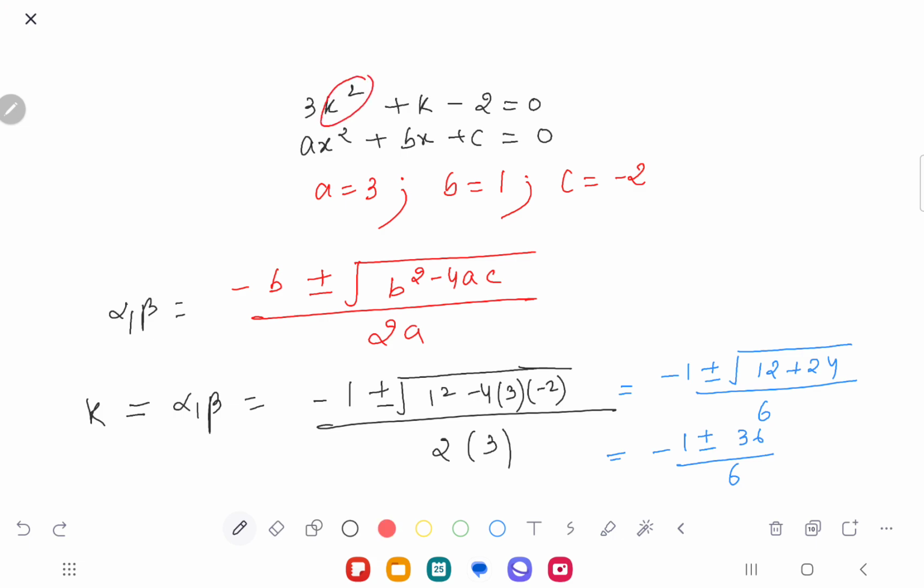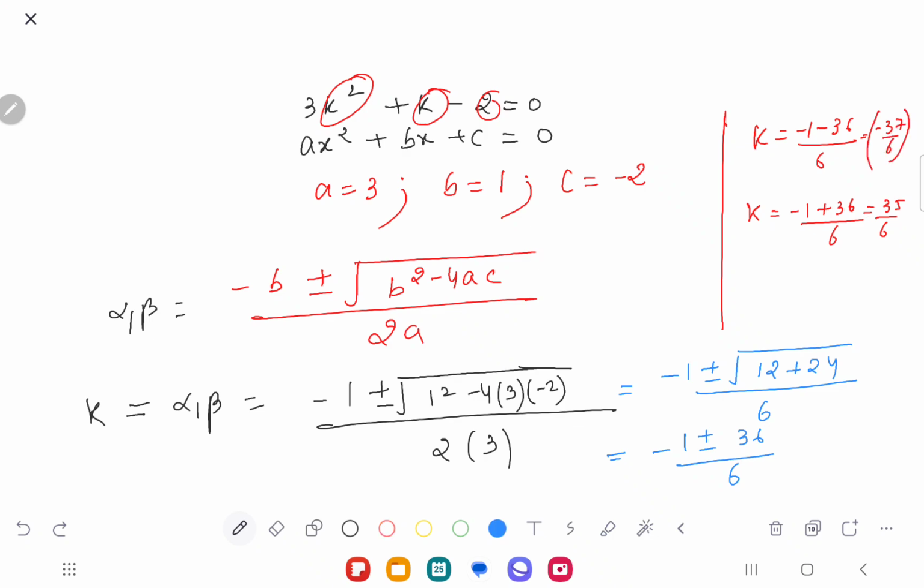Because I am trying to find out the alpha beta here, which they stand for the value of k. Because my variable here is k in this equation. So the k values thereby would be what? Minus 1 minus 36 over 6, or k could be minus 1 plus 36 over 6. So that shall be 35 over 6 and that should be minus 37 over 6. So these could be my k values. Yes or no? Yes. All right. So that's going to be the question. Understood or not? Understood.